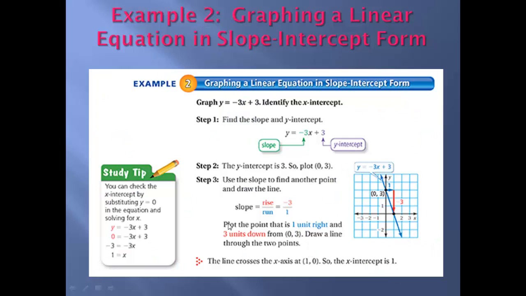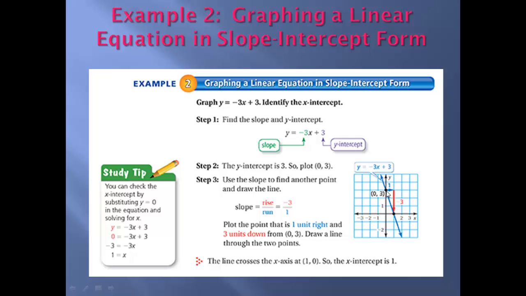For our second example, we're graphing a linear equation in slope-intercept form. Graph y equals negative 3x plus 3. Identify the x-intercept. So the first step is to find the slope and y-intercept. In this problem, the slope is negative 3 and the y-intercept is 3. For step 2, the y-intercept is 3, so we can plot 0, 3 on our graph. 0, 3 would be right here.